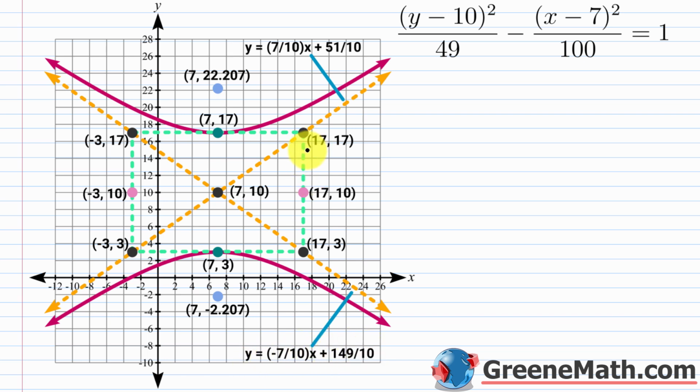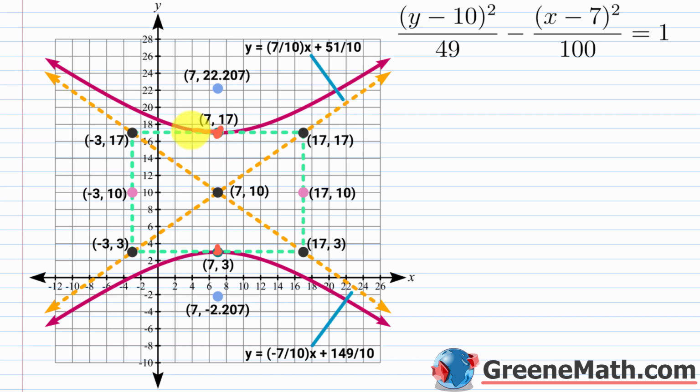In terms of the endpoints for the fundamental rectangle, from the center, you're going to the right by 10 units and then up by 7, so that's your 17, 17. You're going to the left by 10 units and then up by 7 units, so negative 3, 17. From the center, you're going to the left by 10 units and down by 7 units, so negative 3, 3. And then from the center, you're going to the right by 10 units and then down by 7 units, so 17, 3.